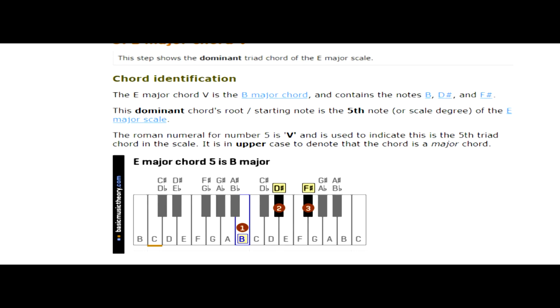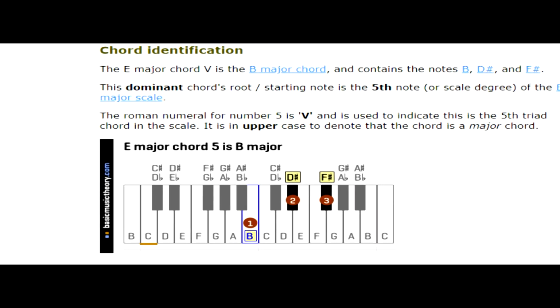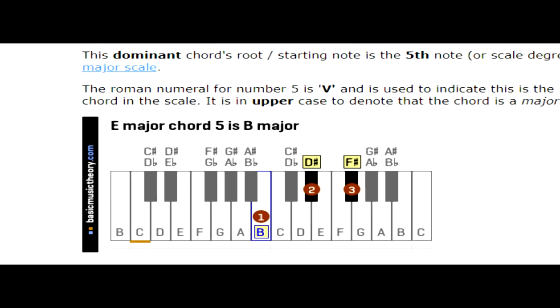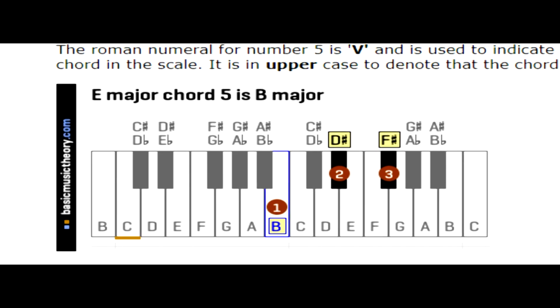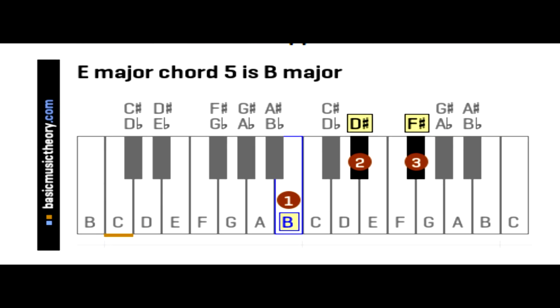And last but not least, the final chord in our progression is the 5, which is the B major chord, formed with the notes B, D sharp and F sharp. Let's draw it as well and see how our progression sounds.